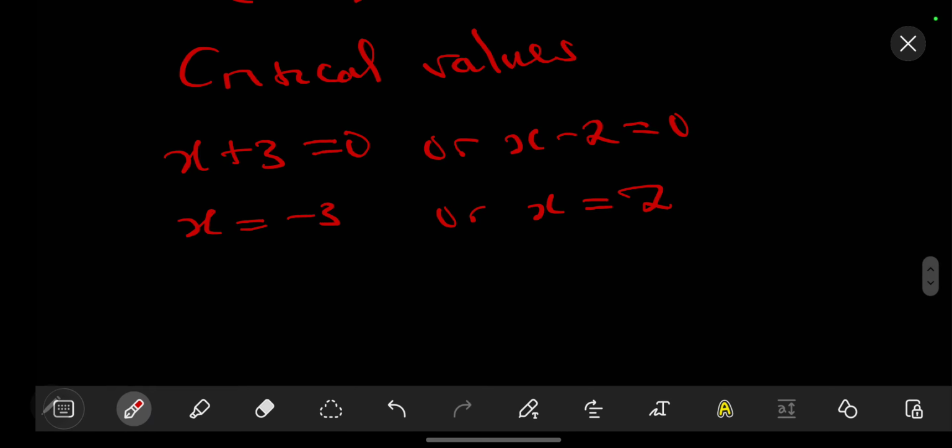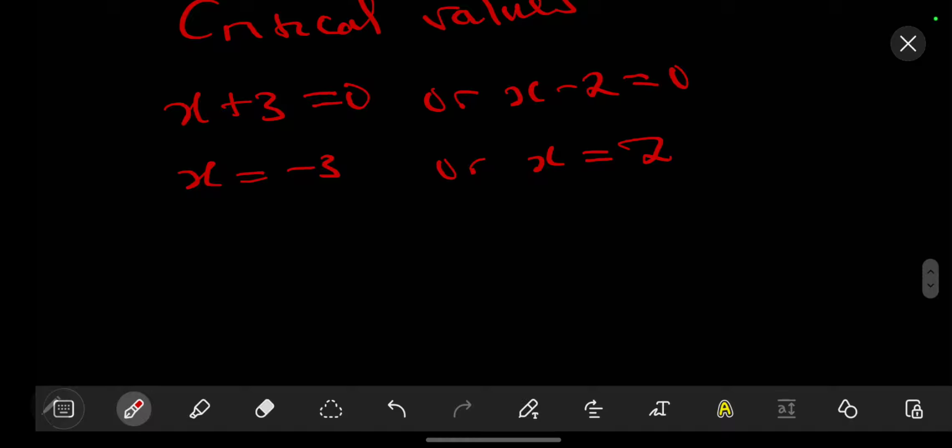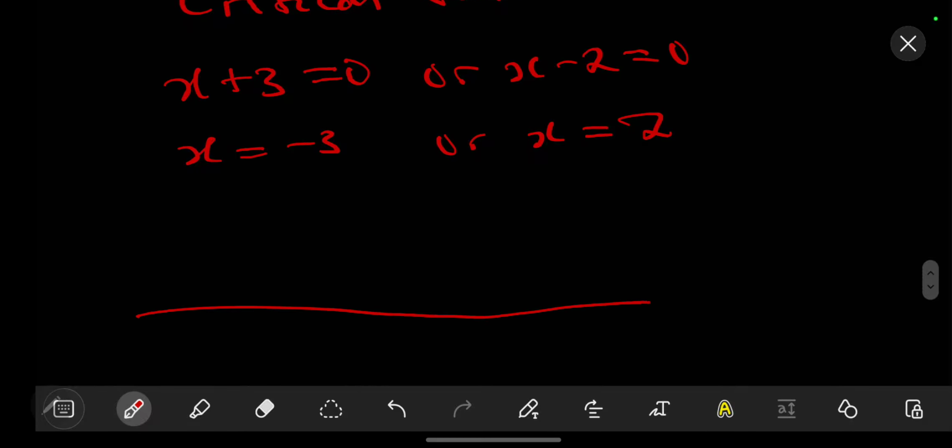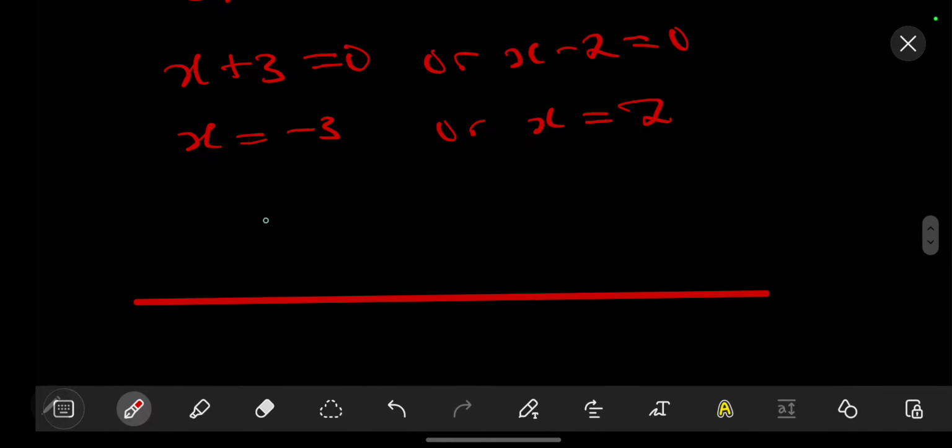Since this is an inequality, you are going to use your critical values to find the range. The inequality gives you the range of values. So let's say we put our -3 here and our +2 here. Let's say this is our number line. But for this video, we are not going to be using the number line because it's a bit unordered. We are going to be using the table, but I need the number line to explain this.